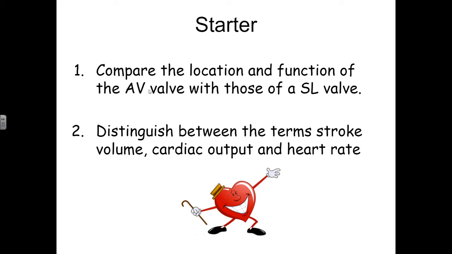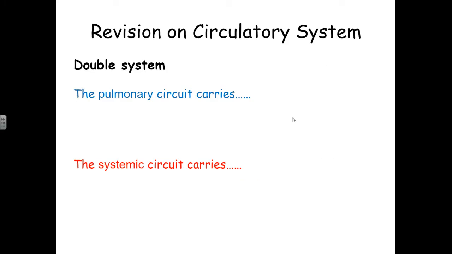The AV valve is between the atrium and the ventricle. It is responsible for preventing blood flowing from the ventricles back into the atria when the heart contracts. The SL valve is found on the exit vessels from the ventricles, so the pulmonary artery and aorta. It is responsible for preventing blood falling back into the ventricles when in what's called diastole, so when the heart relaxes. We'll talk about that though.